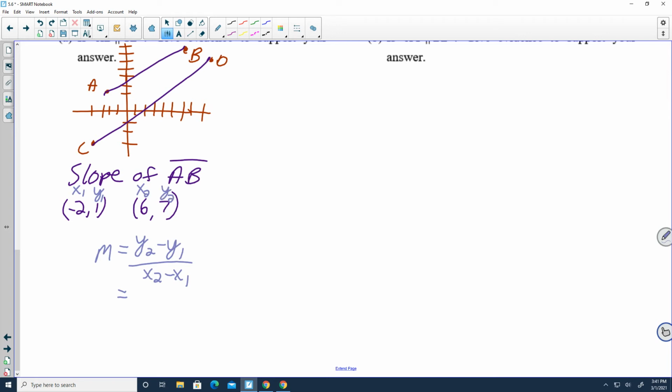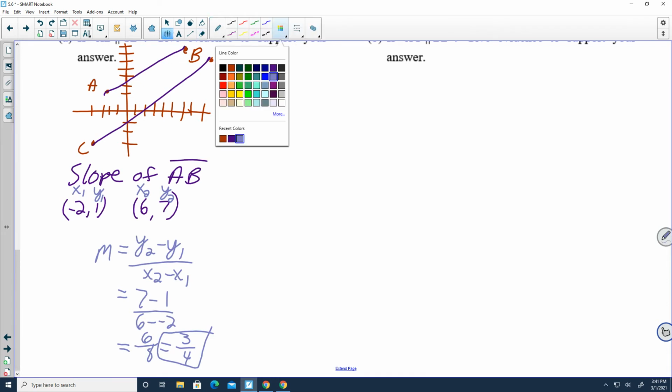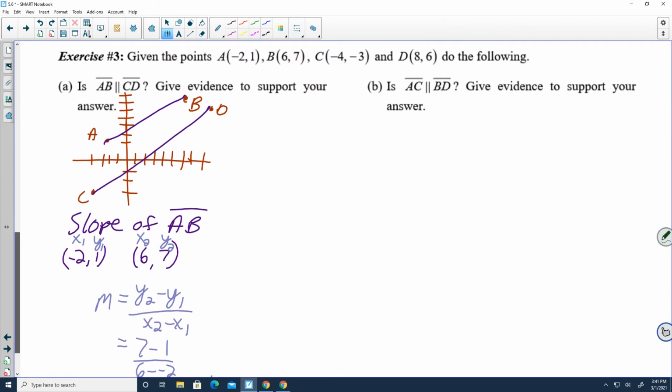Okay, this should all be review. For y2, we're going to plug in 7. For y1, we're going to plug in 1. For x2, we're going to plug in 6. For x1, we're going to plug in -2. Be careful when you're subtracting negatives. Okay, we have to read those two minus signs there. 7 minus 1 is 6. And 6 minus -2 is 8. And then 6 over 8 simplifies to 3 over 4. So now I have the slope of AB. Now I need to find the slope of the other line. I need to find the slope of CD. All right?